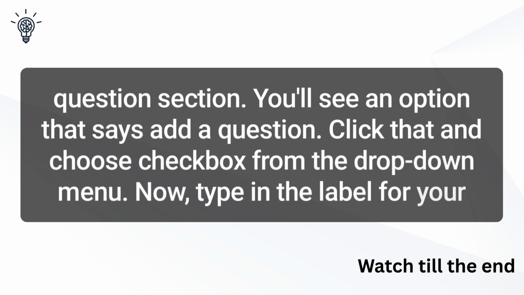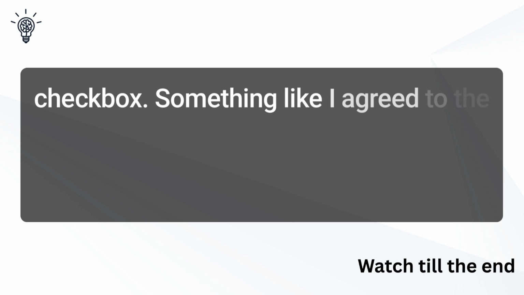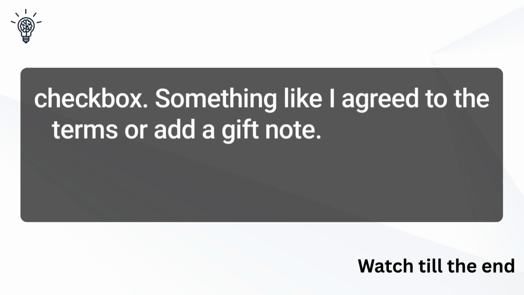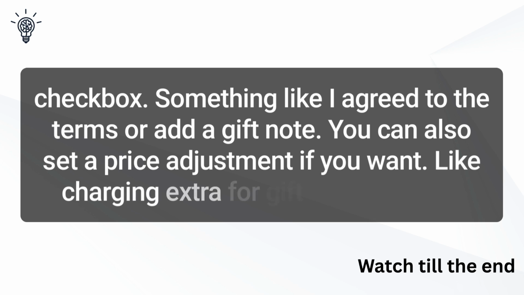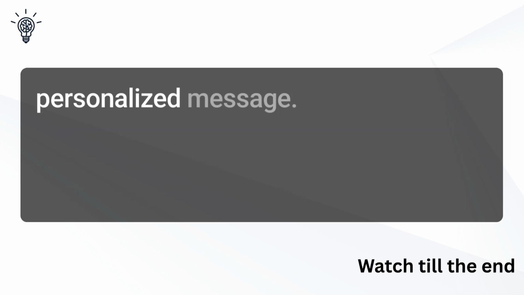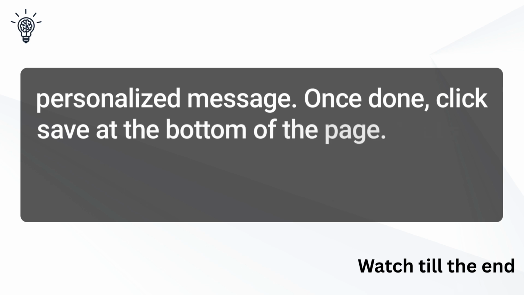Now, type in the label for your checkbox. Something like I agree to the terms or add a gift note. You can also set a price adjustment if you want, like charging extra for gift wrapping or a personalized message. Once done, click Save at the bottom of the page.